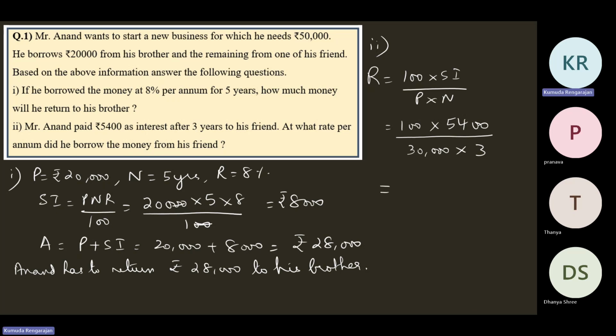Okay, so 4 zeros in the denominator and 4 zeros in the numerator, they get cancelled. And you can see 3 ones are 3, 3 eights are, again 3 ones are 3, 6 are 6%. Rate is equal to 6%.